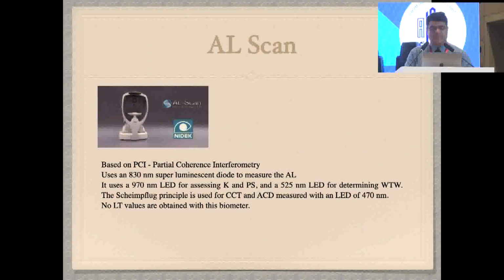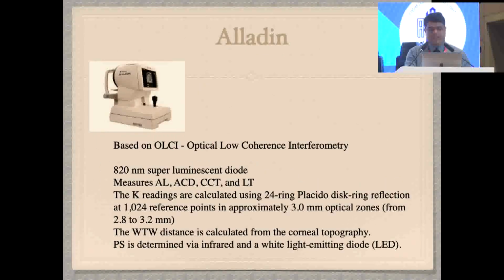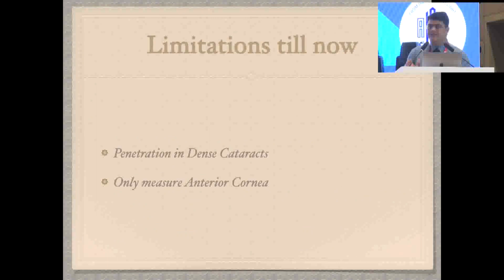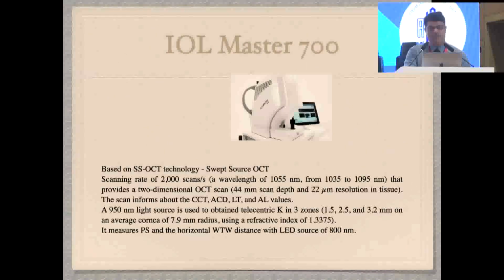Then came ALScan, which was again based on partial coherence interferometry. It used an 830 nanometer SLD to measure axial length. Then came Aladdin, which is based on OLCI, that is optical low coherence interferometry. The limitation still with IOLMaster 500, OLCR, LenStar and these instruments was not in measuring axial length, but in penetration through denser cataracts, because they were not able to penetrate through a dense subcapsular cataract and denser cataracts, and they only measured the anterior cornea.